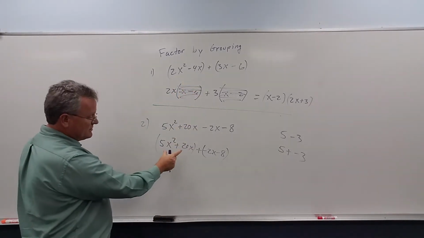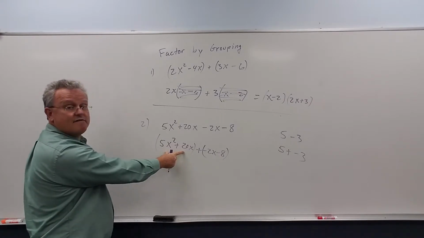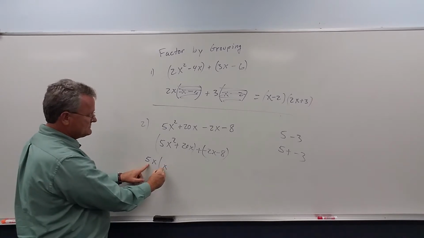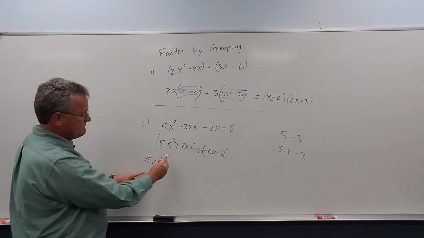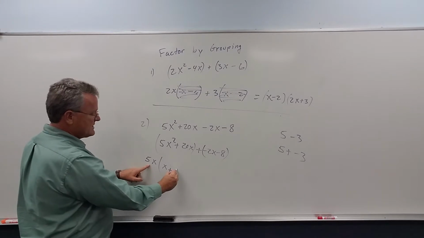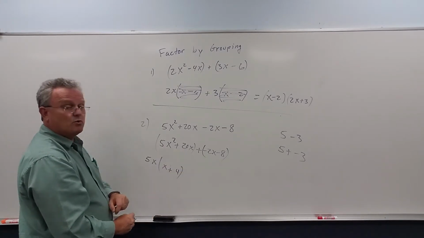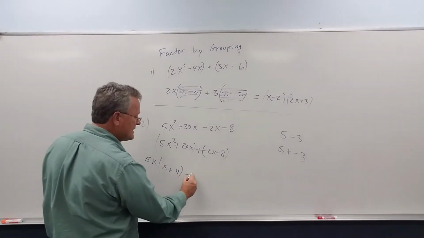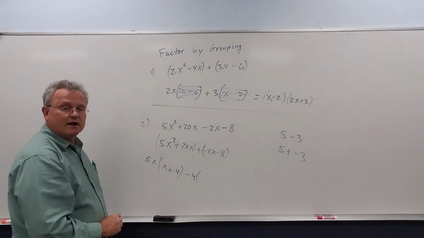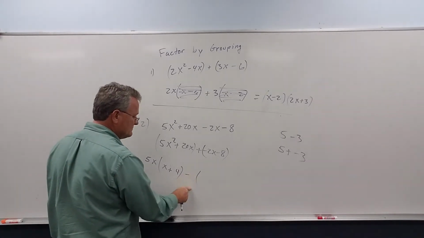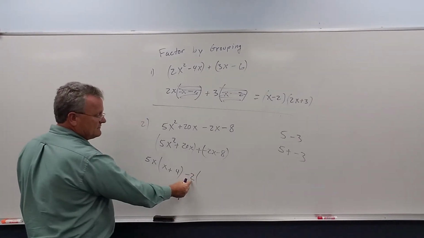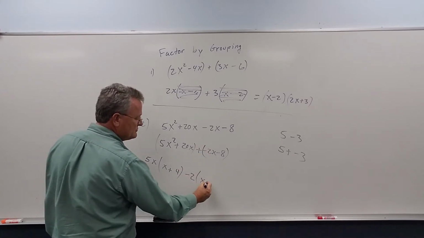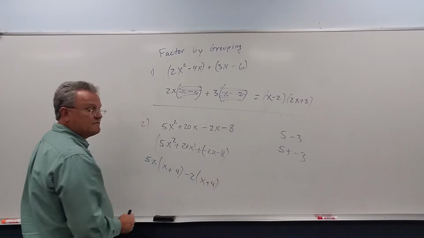Factor each group. Here I can factor out a 5x. When I do that, 5x times x gives me 5x squared, plus 5x times 4 gives me 20x. Here I can factor out a negative 2. Negative 2 times x gives me negative 2x. Negative 2 times 4 gives me negative 8.